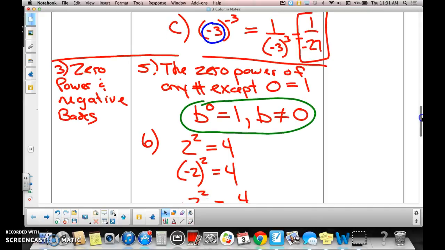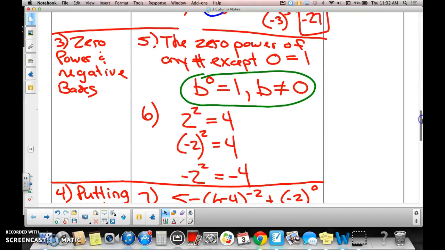And then something from our last lesson: make sure that you understand when you're squaring a number, you're only squaring the base. In this case, we're squaring what's inside the parentheses, because it's parentheses. But when you have a negative 2 to the power of 2, you're only squaring the 2. You're not squaring the negative. You're only squaring the base, not what's attached to the base in that situation.